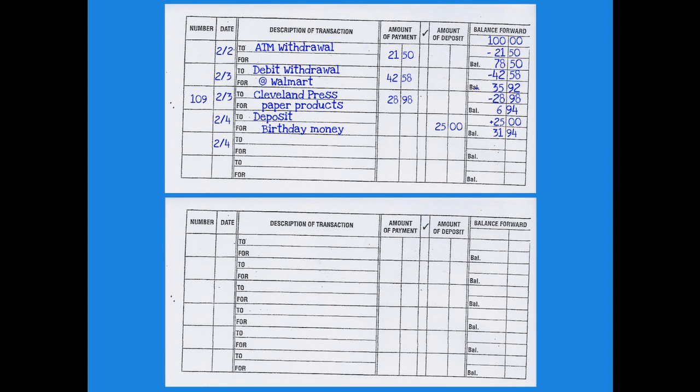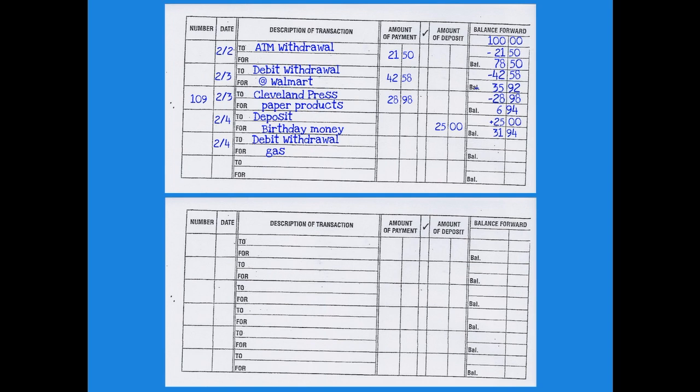All right, back to our check register. So it is still February 4th, and we have another transaction to do. We're going to do a debit withdrawal of $25 at the Getty gas station. So again, we're going to enter the date of February 4th. On the to line under the description of transaction, we're going to say debit withdrawal. In the for row, we're going to enter gas.